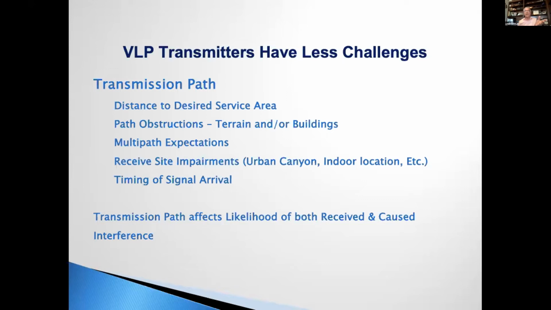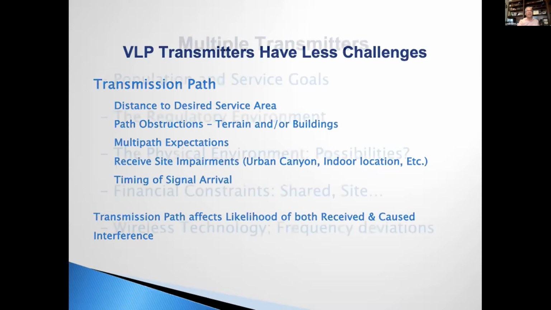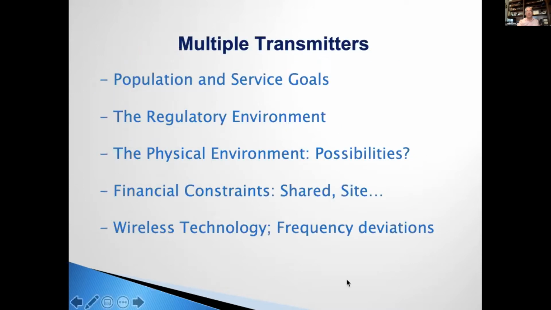The receive site impairments, all these things, you're getting a stronger signal. SFNs are about timing and signal arrival, and this is much better, much easier to deal with. So this is something that is a very big deal for us. And I think it's going to have a big impact on LPTV stations.